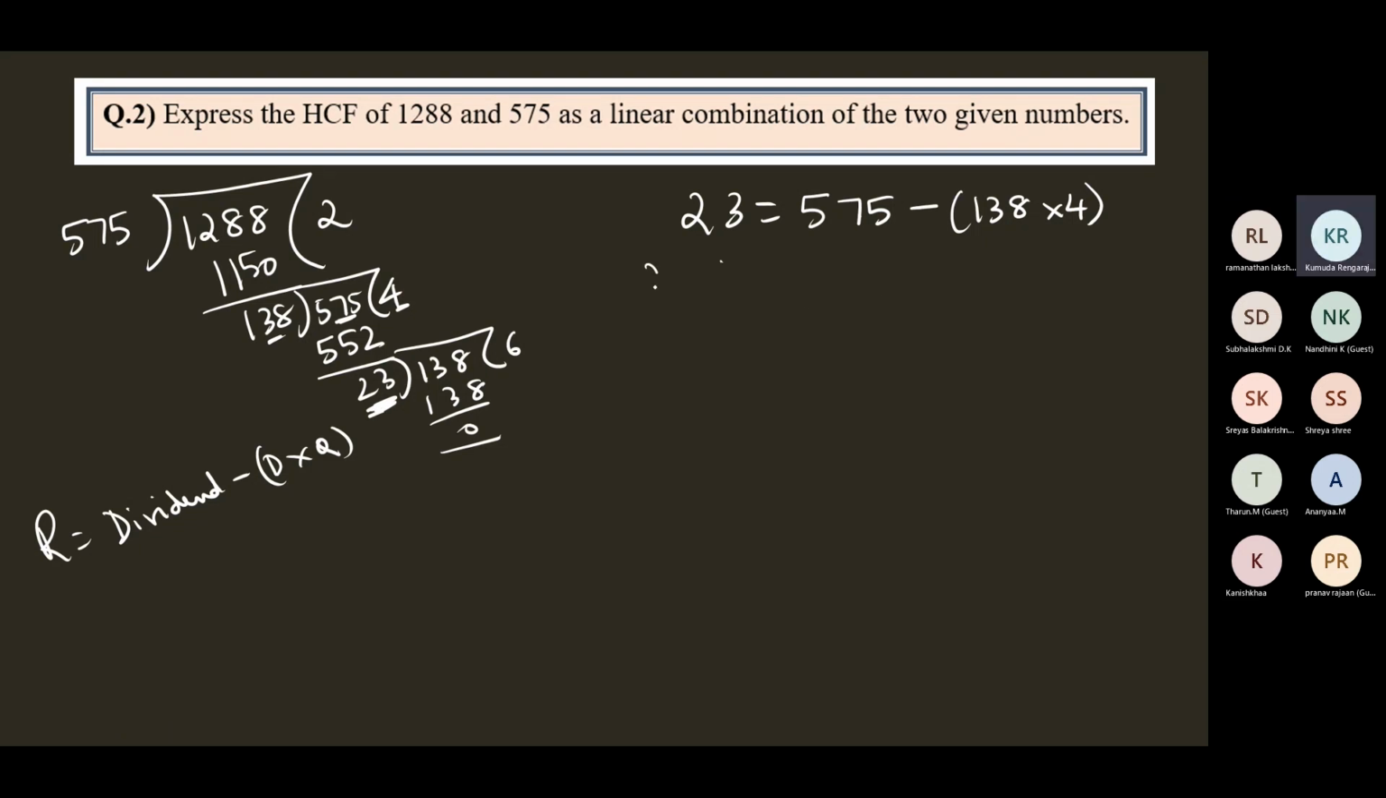Okay, no time to waste. Now, again, continue. 23 is equal to 575. Keep replacing the remainders. Now here, 575, 138, 4, which is the remainder before 23? 138. So you need to replace 138 using the same rule, dividend minus divisor into quotient. So write this minus sign as it is. Now for 138, I'm using this bracket into 4 outside. Now 138 is going to be replaced with the rule dividend.